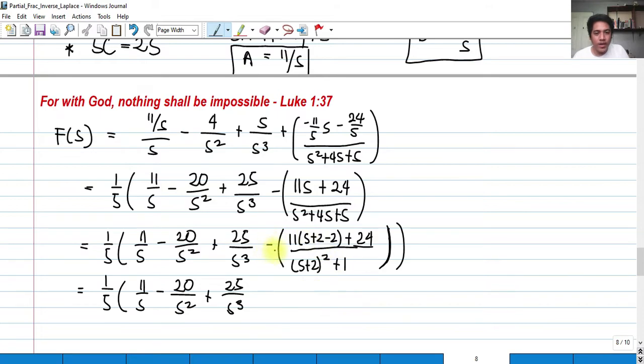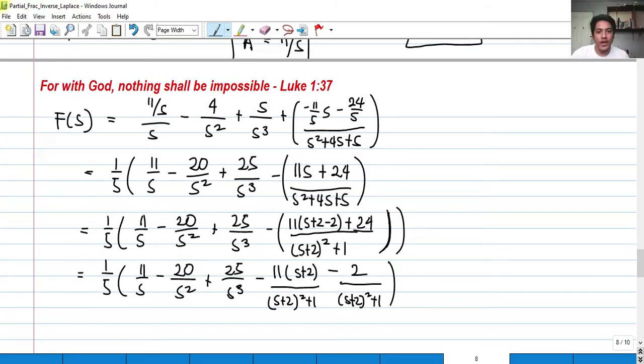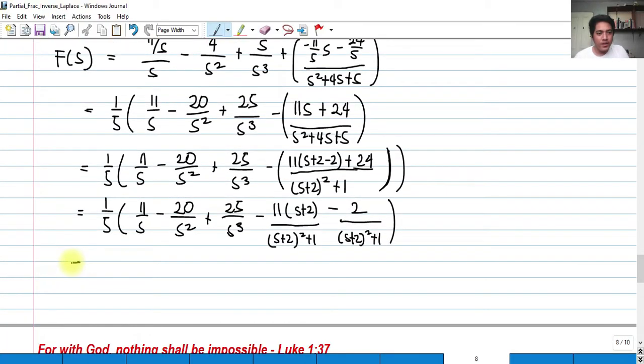As you can see, if I multiply this negative, that would be negative 11 times s plus 2. If I distribute 11 times negative 2, that would be negative 22. Negative 22 plus 24 is 2. And we multiply the negative sign, so this would be minus 2. So we have s plus 2 squared plus 1 over s plus 2 squared plus 1. This can easily be evaluated by tables.